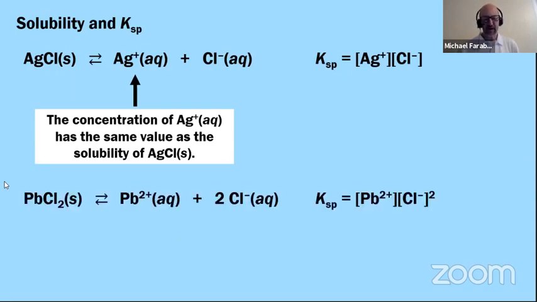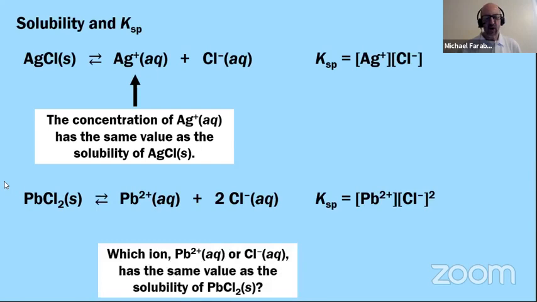Here's a different chloride. This is not silver chloride, but lead chloride. Notice that the formula of lead chloride is not PbCl, but rather PbCl2. So we have a slightly different KSP expression with the exponent chloride squared. So which ion, in your opinion, the lead or the chloride, would have the same value as the solubility of the entire lead chloride compound?